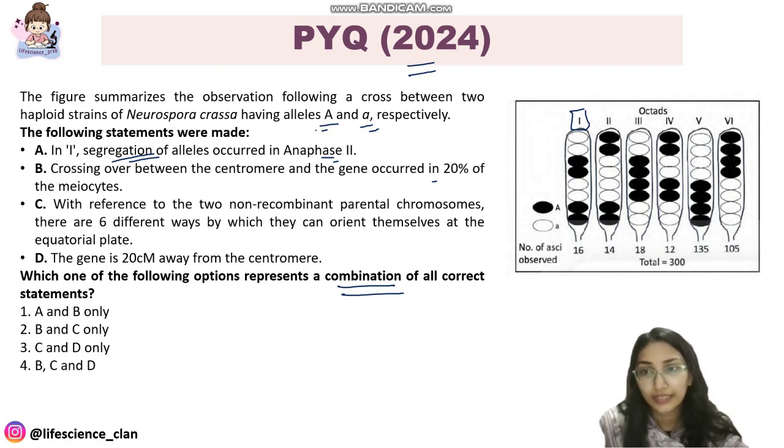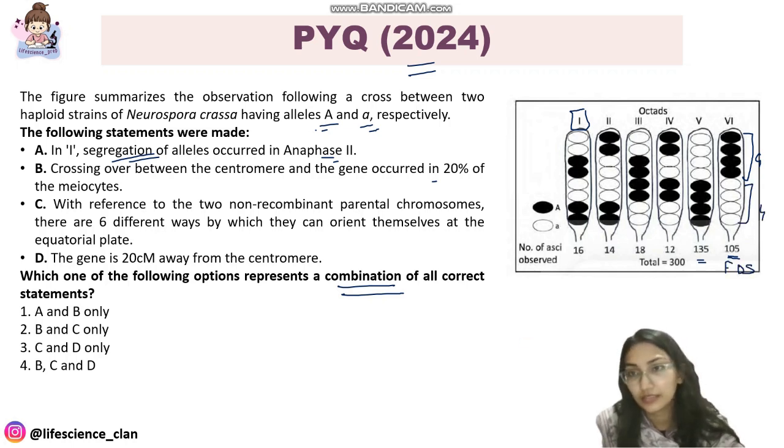So let us first name these according to the spores that we have. Look at this first one. It has got 105 and this is 135. Usually the ones having the most number are the FDS type. Other than having the most number, we can also see the ratio over here. It is 4 is to 4. So we have learned that 4 is to 4 is FDS. This second one, class 5, also is having 4 is to 4 ratio. So it is FDS.